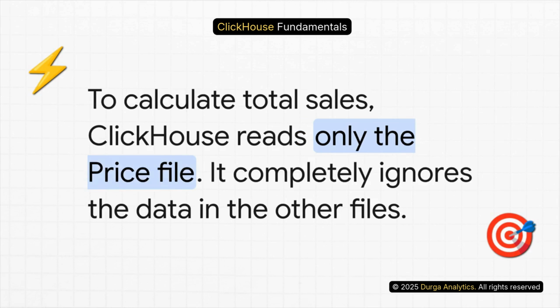Okay, now let's revisit that same question. What were our total sales? With this new columnar structure, the whole game changes. The query becomes ridiculously efficient. ClickHouse knows it only needs the prices, so it goes directly to that single prices file. It reads only that file, sums up the numbers, and it's done. It completely, utterly ignores the files for dates, customers, and products. The amount of data it has to read from the disk is just a tiny fraction of what it was before.